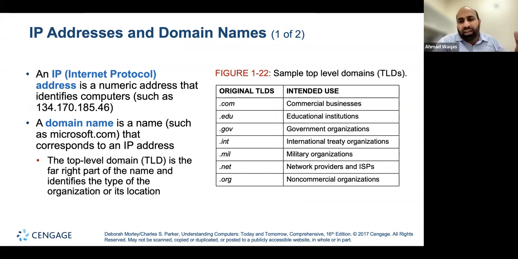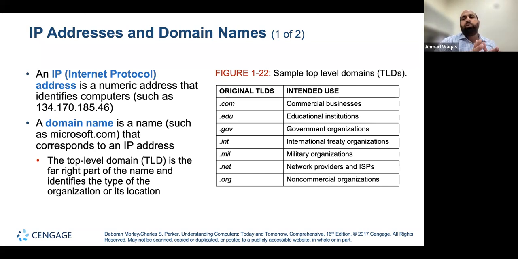So both are, in practice, being used. An IP address is a numeric address that identifies a computer, such as 134.170.185.46. This is called an Internet Protocol address. A domain name is a name that corresponds to an IP address.